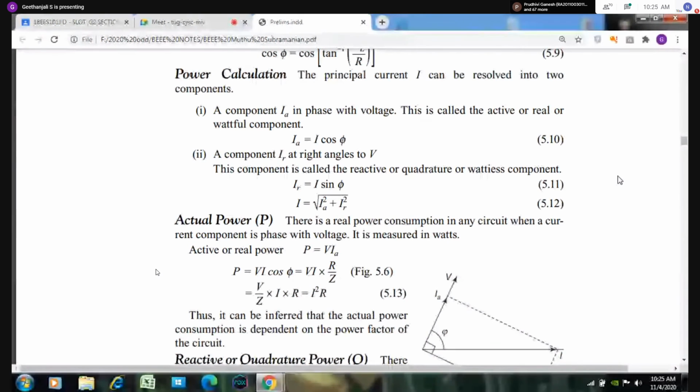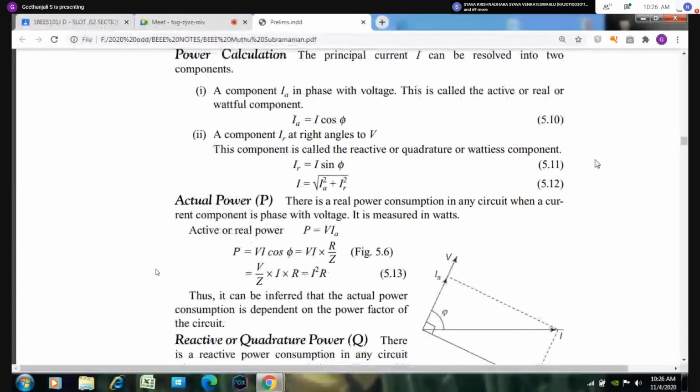The second component, IR, is at right angles to V. The expression for IR is I into sin phi. This component is called the reactive or quadrature or wattless component. So I is resolved into IA and IR, and I is equal to the square root of IA square plus IR square. These are the currents available in the AC circuit.